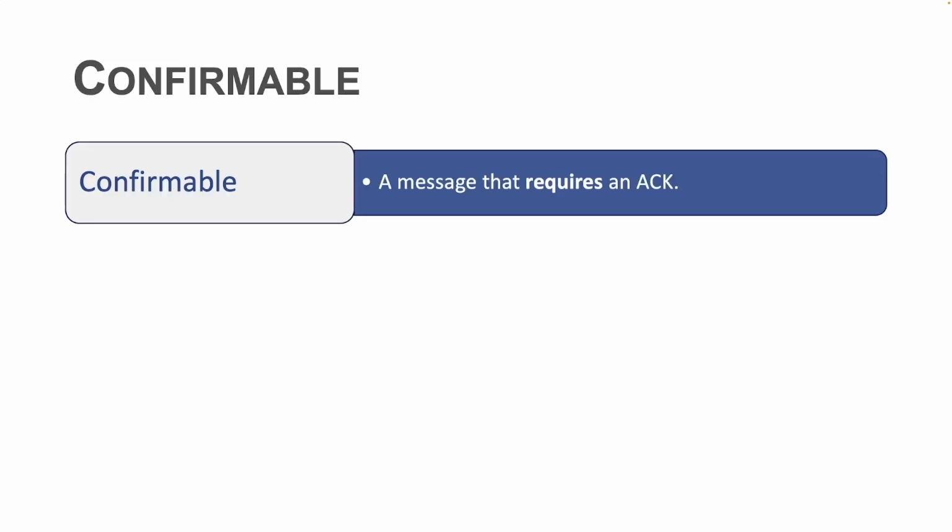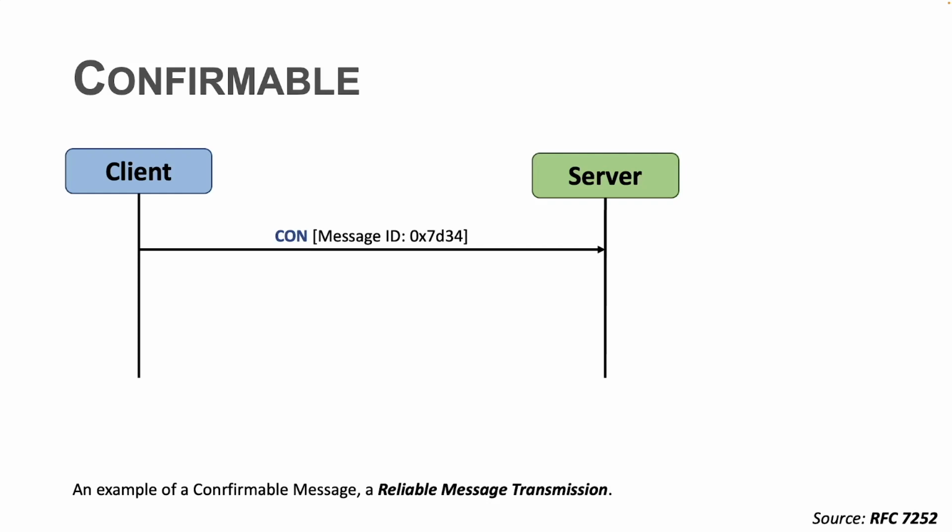Now, RFC 7252 standard also defines four types of messages, and that includes the confirmable, non-confirmable, acknowledgement, and reset. So the first message is the confirmable, and it is a message that requires an acknowledgement. Here is an example with two endpoints, the client and the server. Now, in order to provide a reliable message transmission, then the message is marked as confirmable.